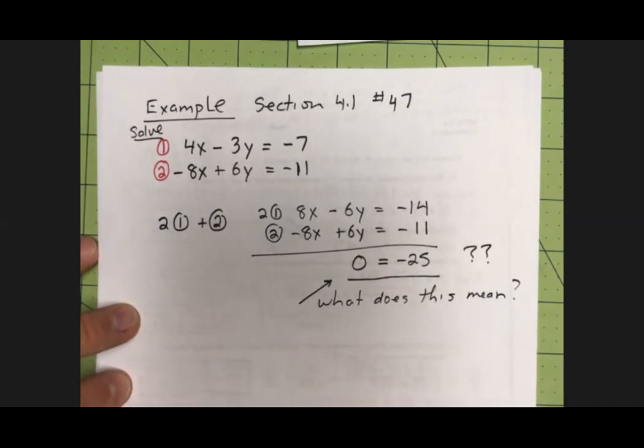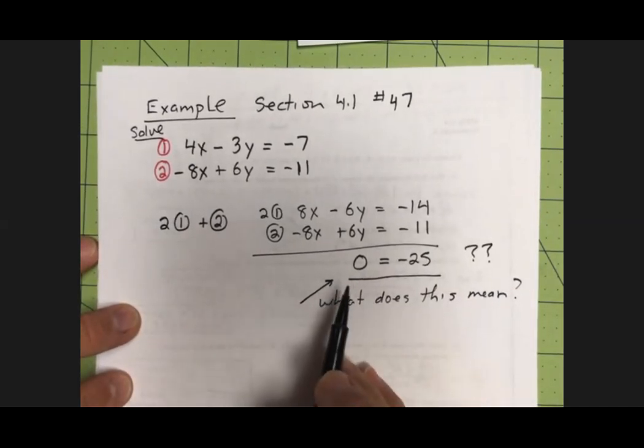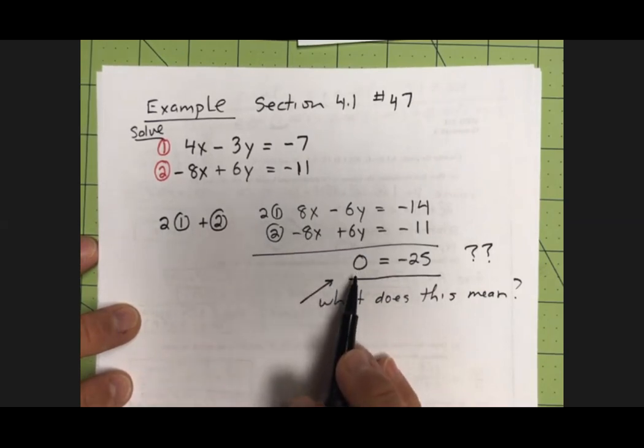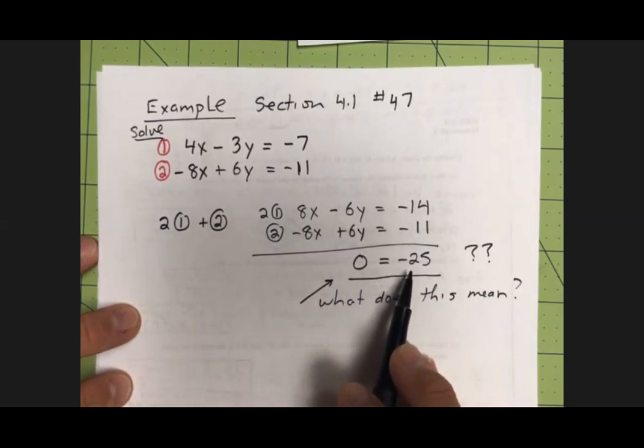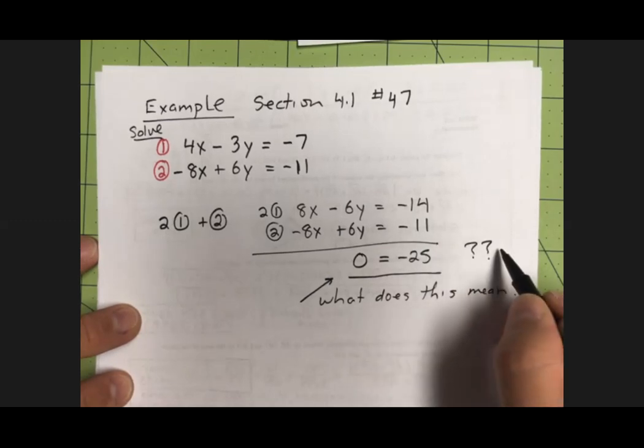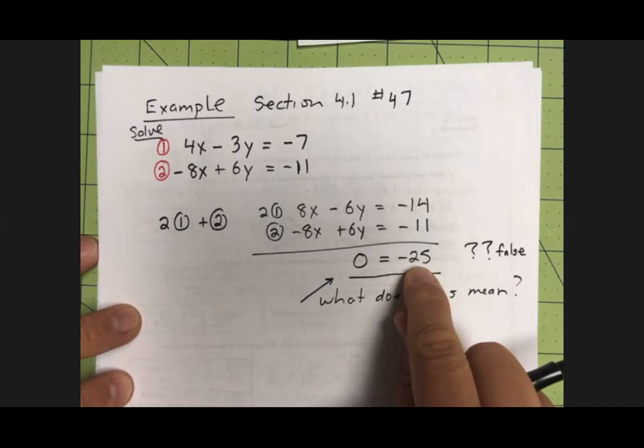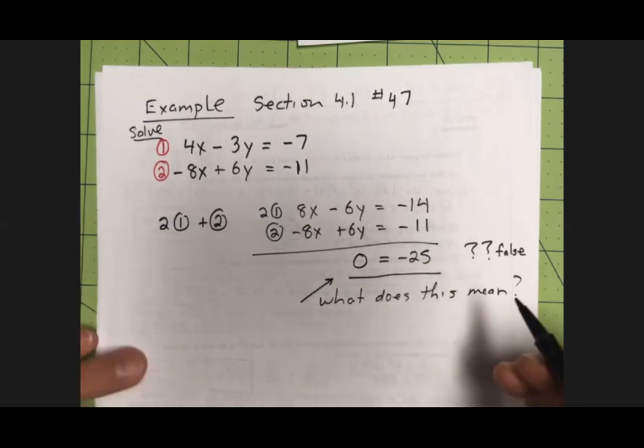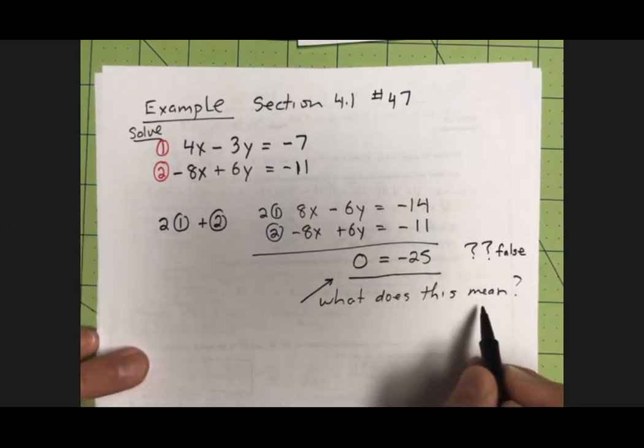So I'll tell you, you did everything right and you came up with 0 equals minus 25. Now that's clearly false. No one thinks that that's good. That's false. That's bad. It's impossible. It's not true. In whatever word you want to use. So what does that mean?